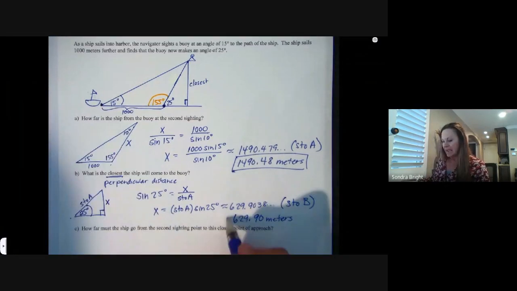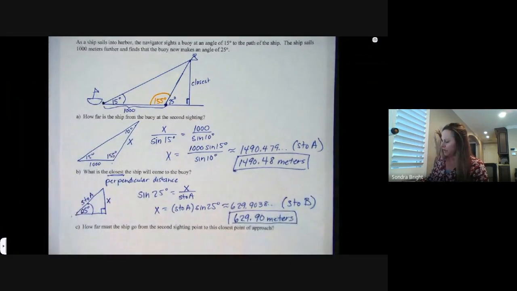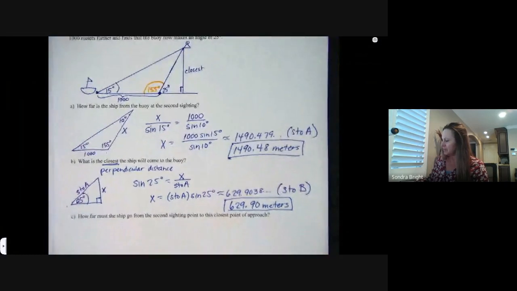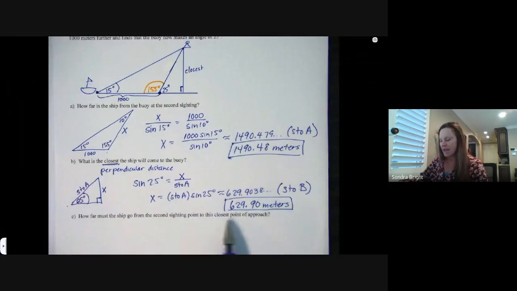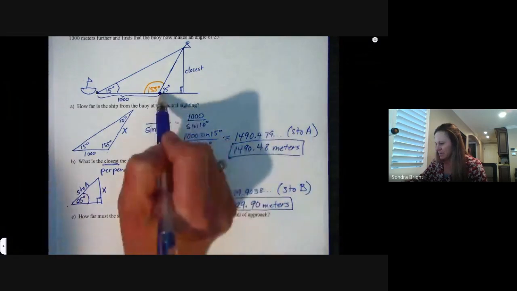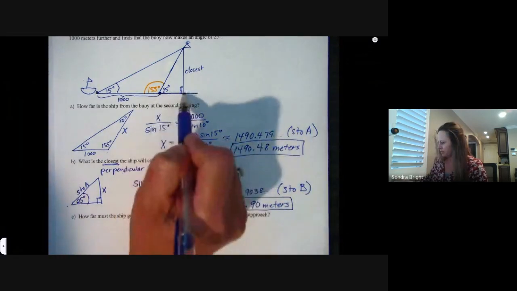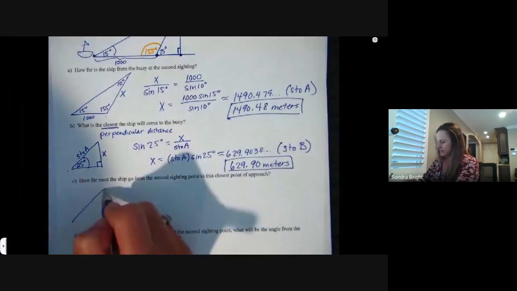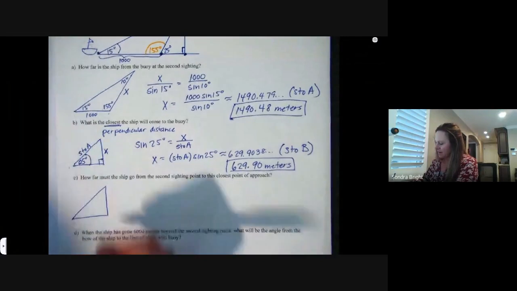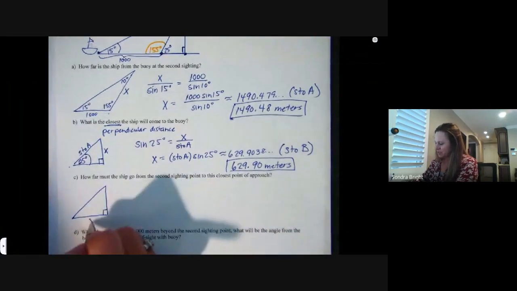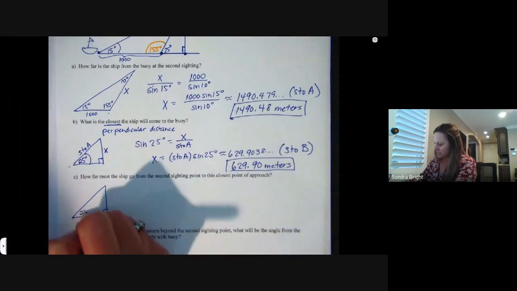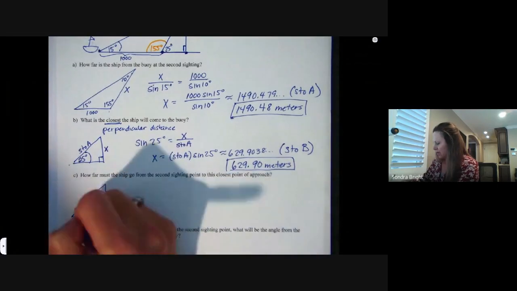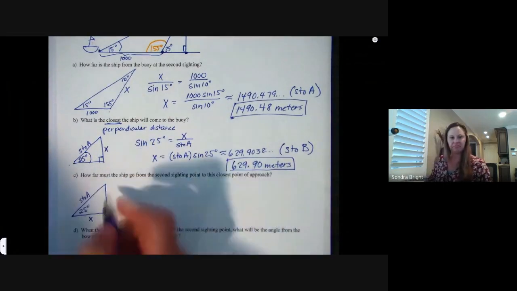Now it says, how far must the ship go from the second sighting point to this closest point of approach? So what they're wanting now is this distance here. How much further do they need to go to be perpendicular to that buoy? Same right triangle, and now what I want is this x. I know this is 25 degrees, this is my stored A value, and this is my stored B value.